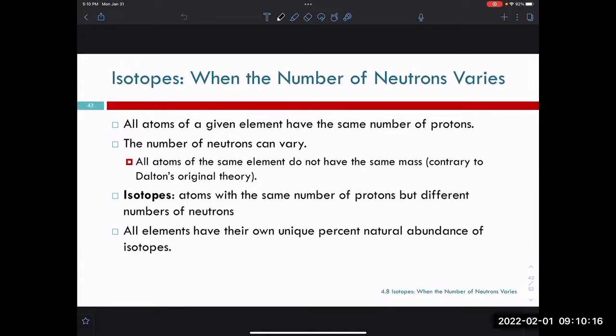So we talked about how every element has a unique number of protons. That never changes. But the number of neutrons can change. And those are called isotopes. So it's the same number of protons, but a different number of neutrons. And these all occur naturally at different rates or in different proportions.